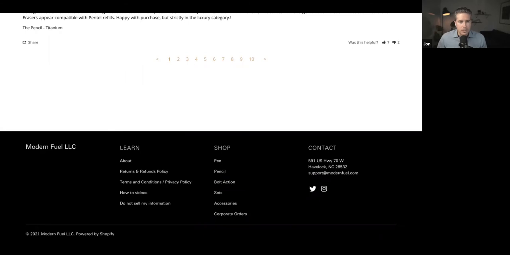And then they buried shop in the middle. Swap, learn, and shop, and actually move Modern Fuel LLC over above contact, right? So now the navigation should have shop, learn, brand, and contact. Consumers want to get hold of you. I promise you, they will scroll all the way down to your footer. Look in the bottom right-hand corner. That is where they want to find that information.